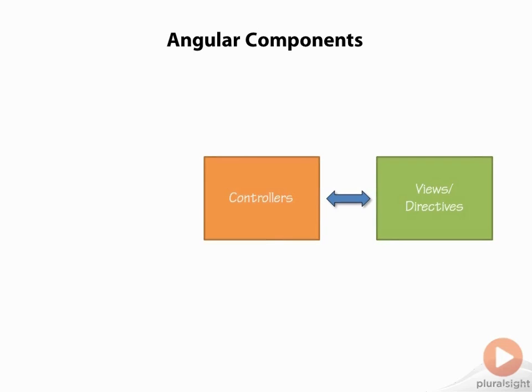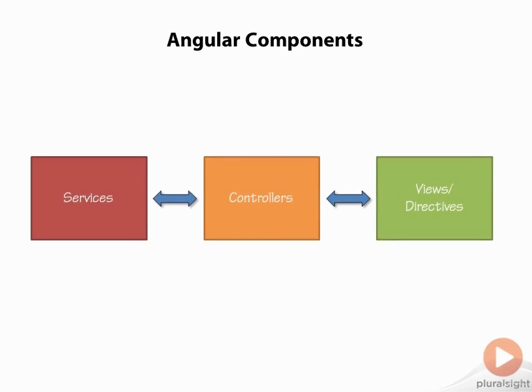Controllers can communicate with views through both one-way and two-way binding. Directives, which are a heavily talked about piece of Angular, are really just part of the view. And the last major piece is services. Services give you a place to contain the real logic and state of your application.